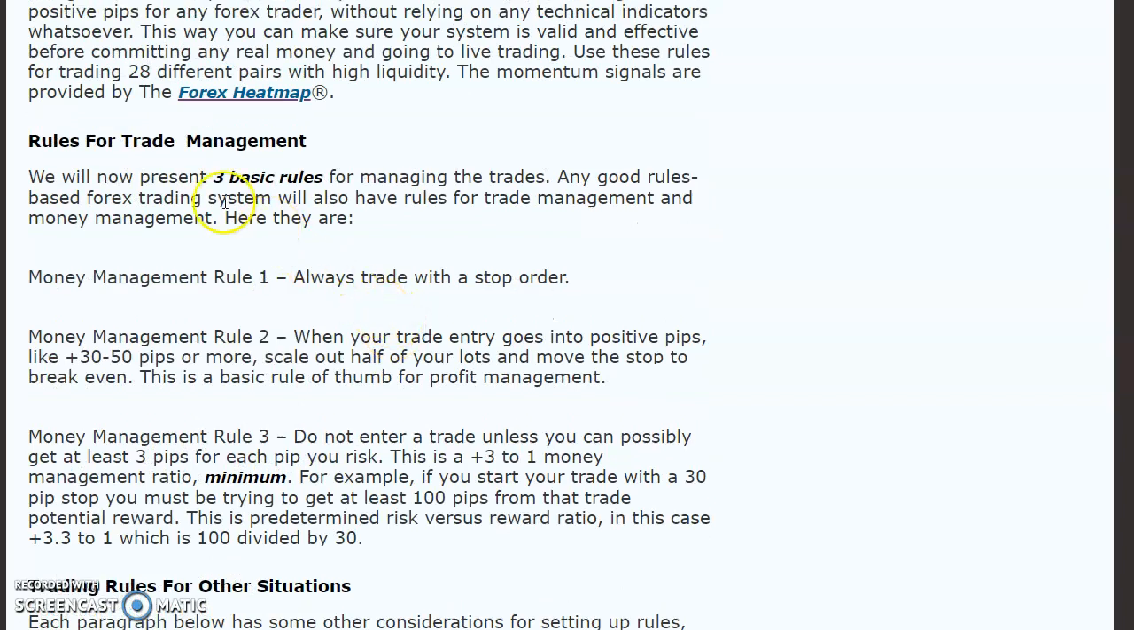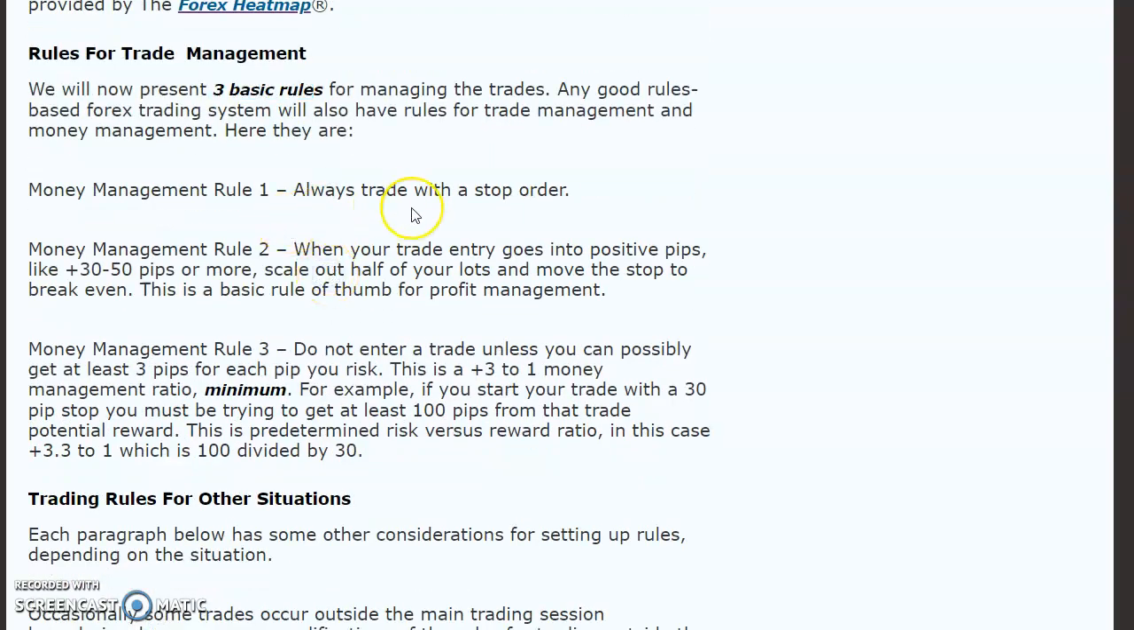So 5 rules for entry. Now we're going to give you 3 rules for money management. Number 1, always trade with a stop order.